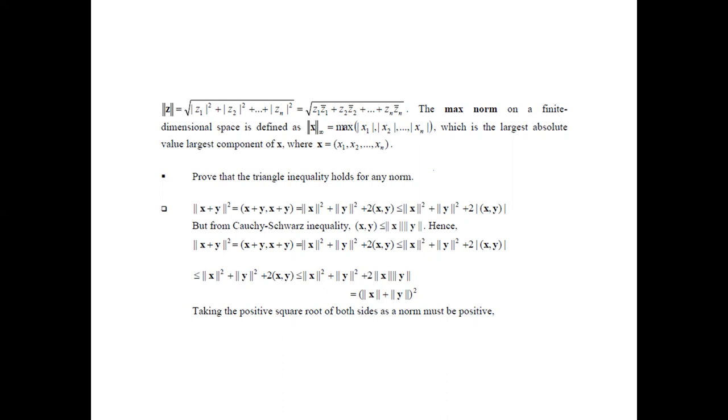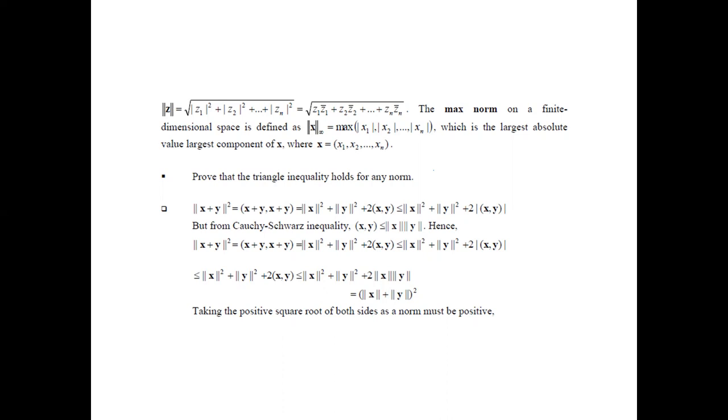Prove that the triangle inequality holds for any norm. Norm of x plus y squared is the inner product of x plus y with x plus y. That will be norm of x squared plus norm of y squared plus 2 times the inner product of x, y.